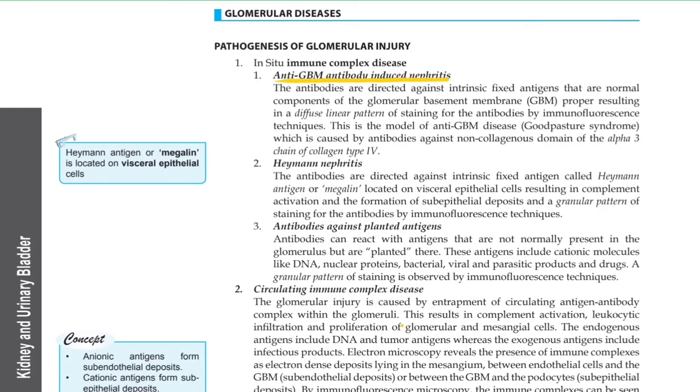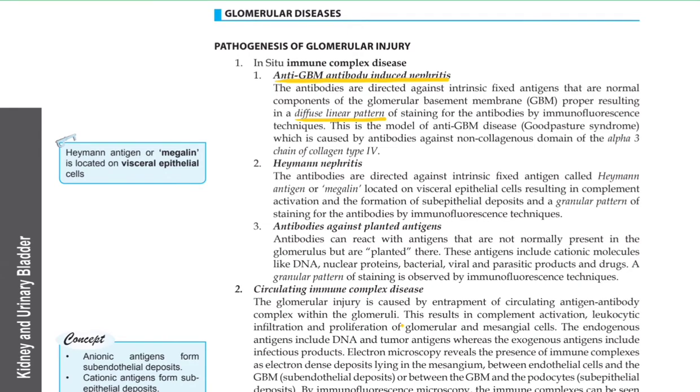In anti-GBM antibody induced nephritis, the antibodies are directed against intrinsic fixed antigens that are normal components of the glomerular basement membrane proper, resulting in a diffuse linear pattern. So here a diffuse linear pattern of staining for the antibodies is formed by the immunofluorescence techniques. This is the model of anti-GBM disease, which is Goodpasture syndrome.